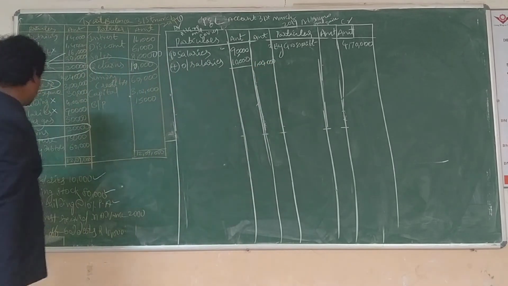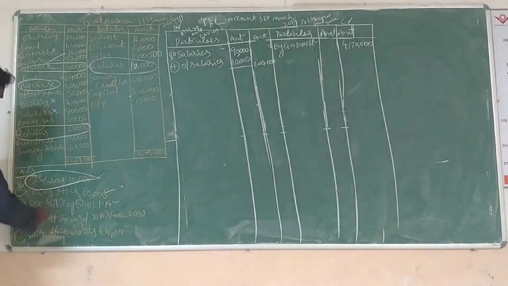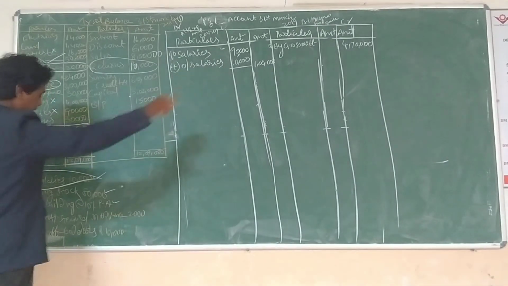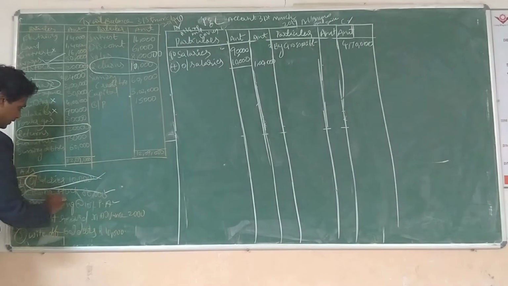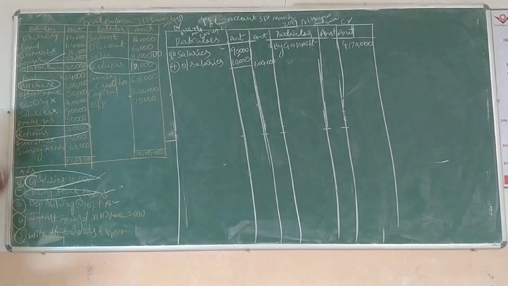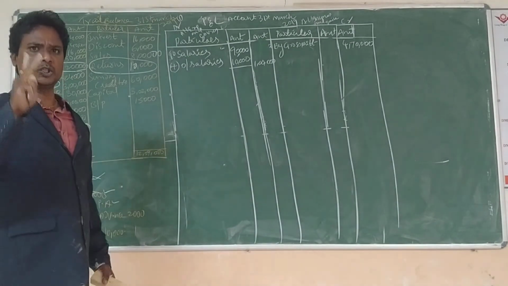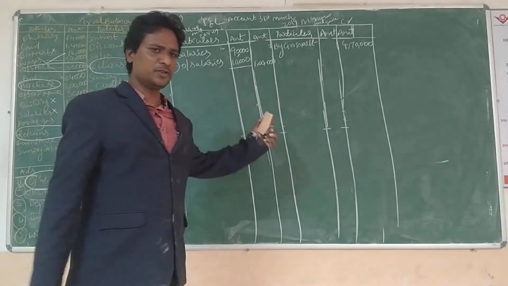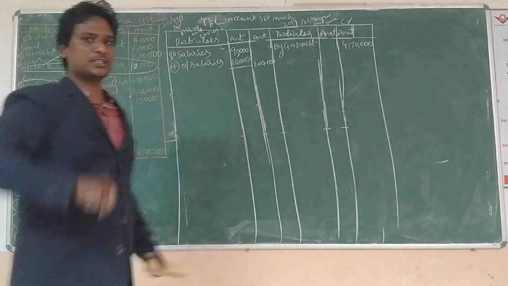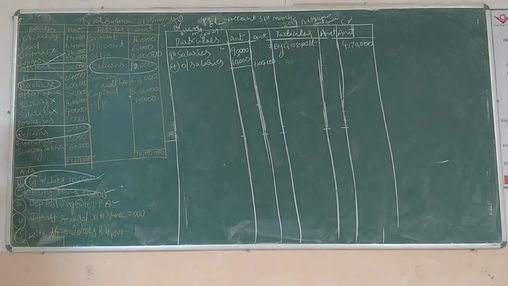Next adjustment, what? This one is over. Closing stock is over; we have already entered it in the trading account. Next, closing stock is entered in the balance sheet. Last one: closing stock is recorded in two accounts, that is the trading account and the balance sheet. Trading account credit side, balance sheet asset side. Remember.